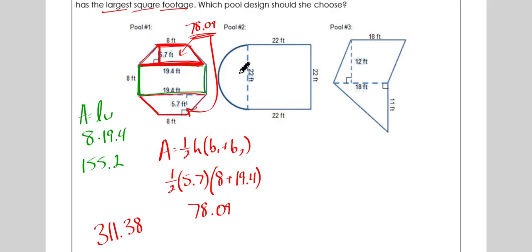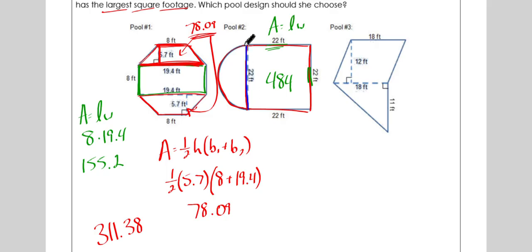All right, now I'm going to work on this rectangle and half circle. All right, the rectangle, I'm going to use length times width. It's also a square, but I don't really care. I'm always just going to use rectangle because I know it's a rectangle. 22 times 22, that's 484.